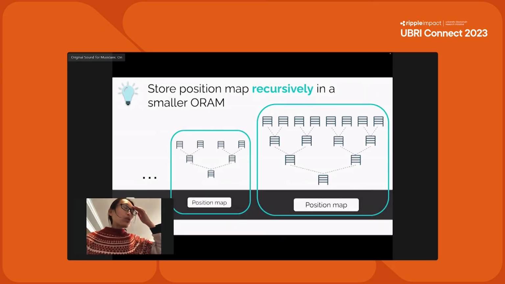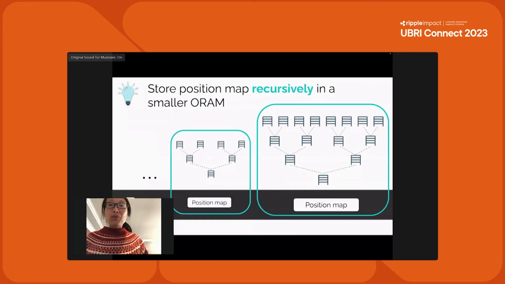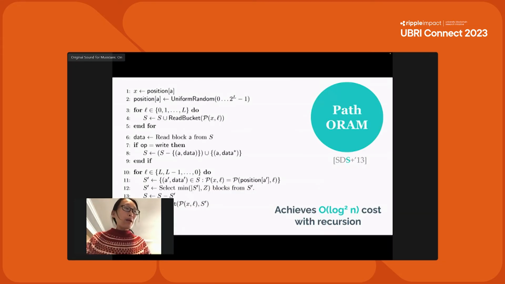I also want to quickly mention, remember I said the scheme has log squared overhead, right? The two logs: one of them is coming from the length of the path, and the other one is coming from the recursion. But the log that's coming from the recursion has a very large base, because typically in practice, a block can pack many position identifiers. So that log in practice is just 2 or 3. So in practice, in the implementation, you basically observe logarithmic overhead instead of log squared overhead.